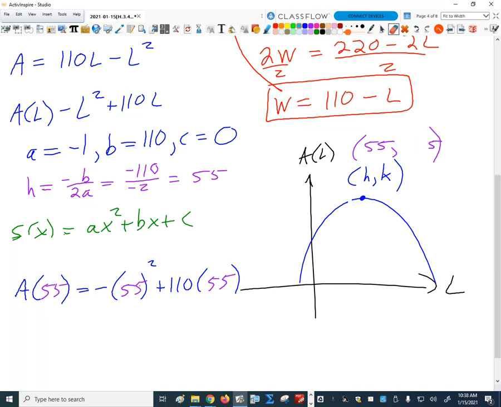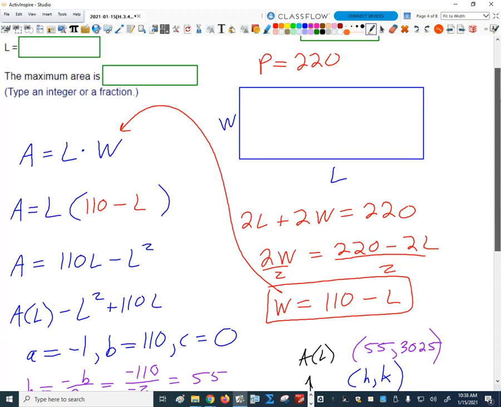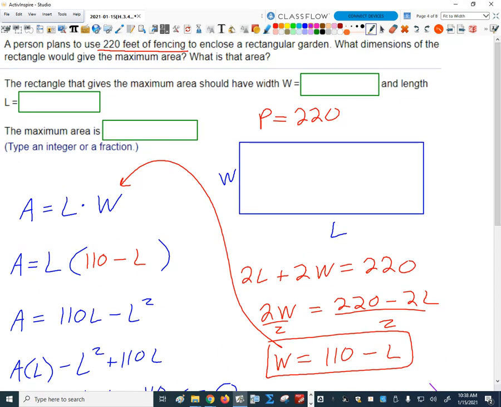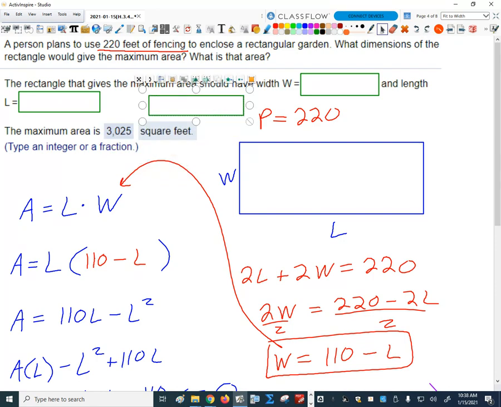So this whole thing is going to be the final answer, because I'm going to get negative that plus 110 times 55, which is going to be 6,050. So that's going to all add up to 3,025 when I plug that in and calculate it. Okay. So that gives me some information, doesn't it? It's telling me what the value of my maximum area is, 3,025. It's telling me what L is.